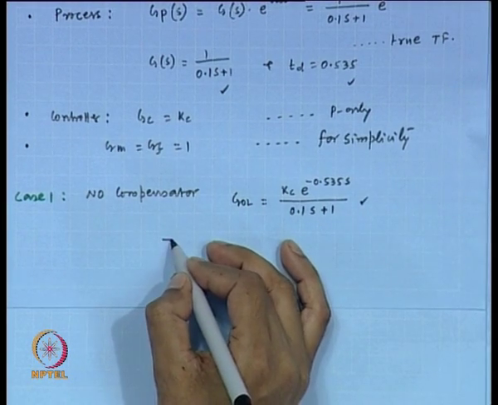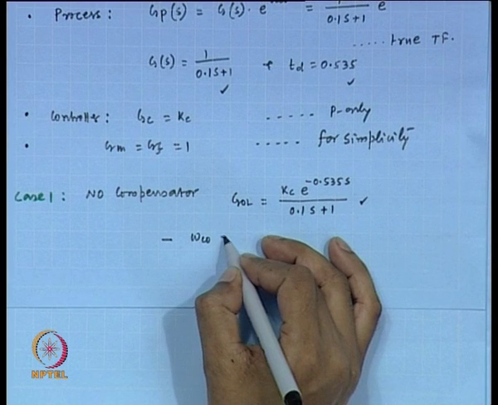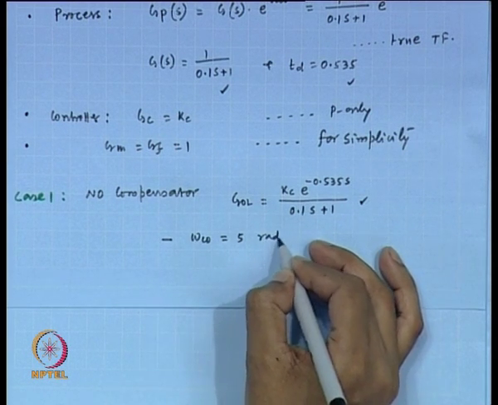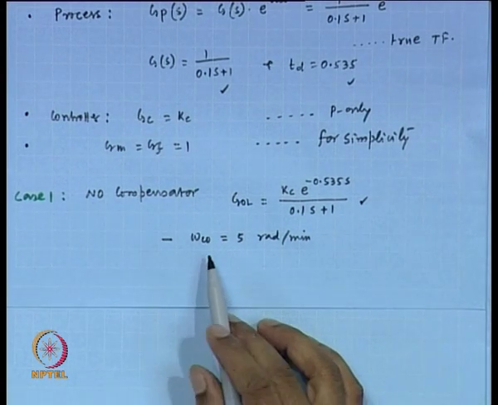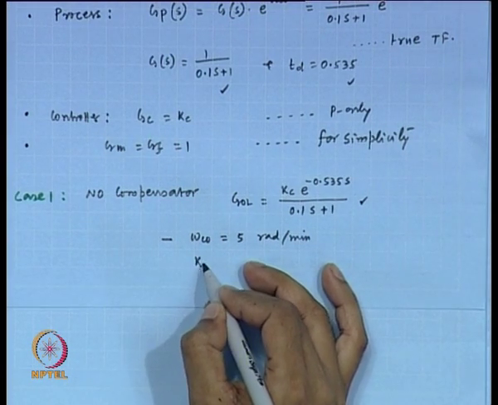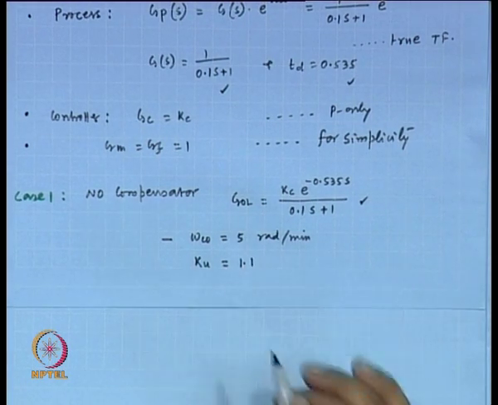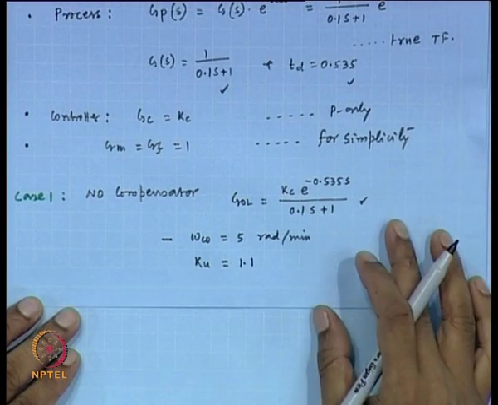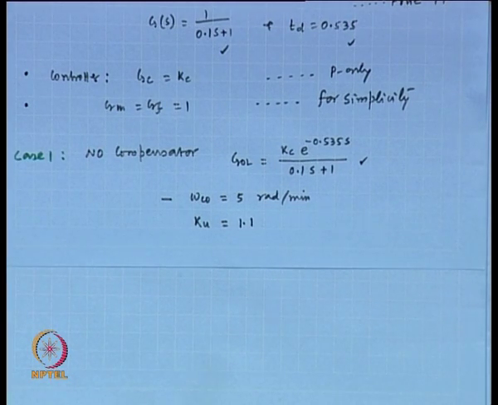Based on this transfer function we can calculate the corresponding crossover frequency, that is 5 radian per minute. In fact, this problem we discussed previously and we obtained the crossover frequency 5 radian per minute. Corresponding ultimate gain is 1.1. So, what value for Kc can we select? We have to select the Kc value lower than 1.1.